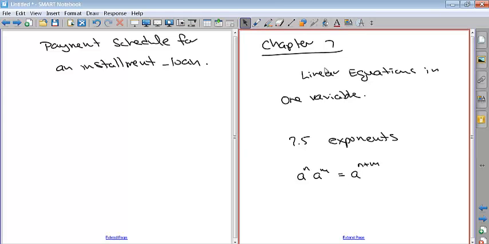I don't think we ever got to scientific notation, did we? So we're not going to cover that. And then chapter 8.